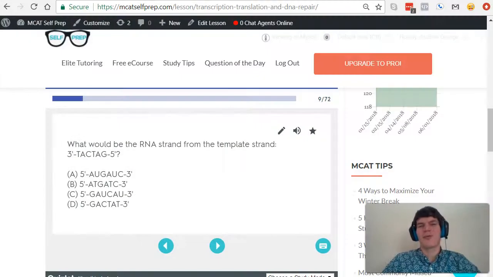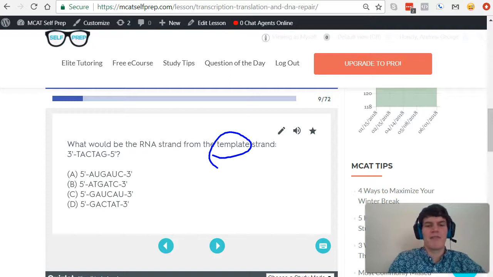Now that we understand the inner workings of this practice question, let's take another look at the question stem. What would be the RNA strand from the template strand? All right, so we're dealing with the template strand, right? Keyword right there. They show it in the 3' to 5' direction, and we know that the mRNA strand is going to go from the 5' to 3' direction, just like we talked about.